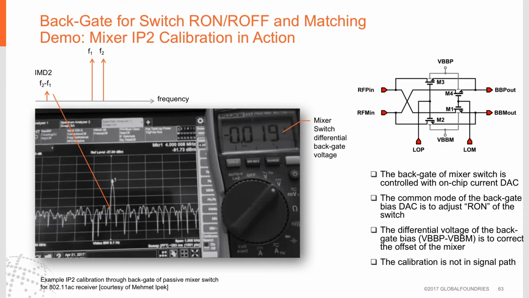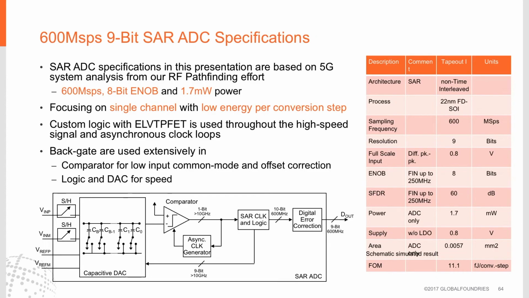We can also use the backgate to adjust a mixer, and in this case what we'd like to get rid of is the intermodulation product F2 minus F1. And as we adjust the backgate voltage, we observe that intermodulation product reducing.